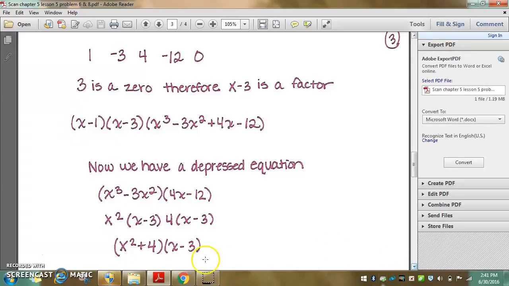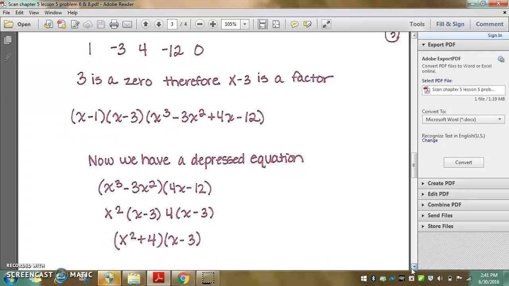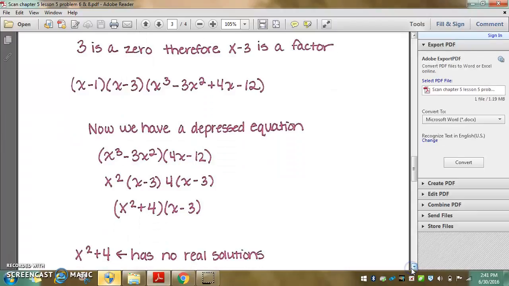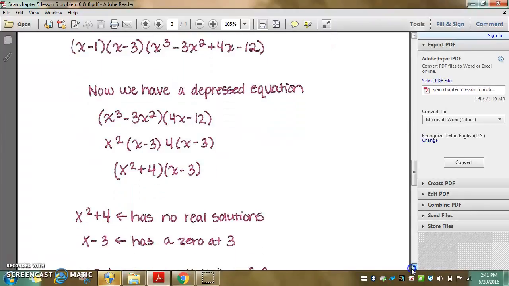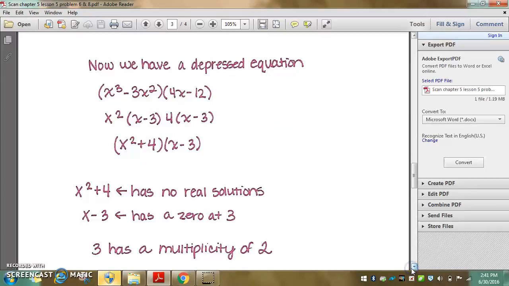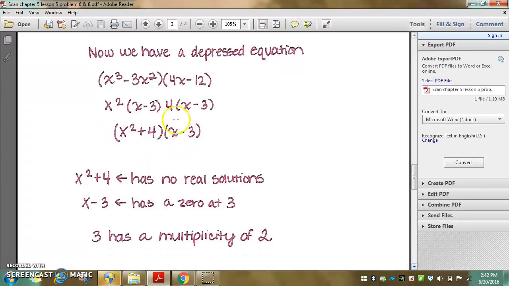How about this one? This one's kind of unique. Where would its zeros be? It has no real solution, because we don't want imaginary numbers yet. We're looking for real numbers. It has no real solutions. 0 at 3. So 3 has a multiplicity of 2, right? X minus 3 has a multiplicity of 2, therefore the 0 of 3 has a multiplicity of 2.